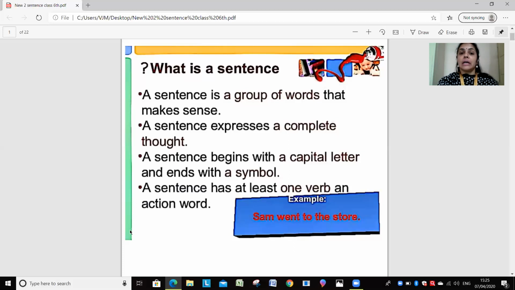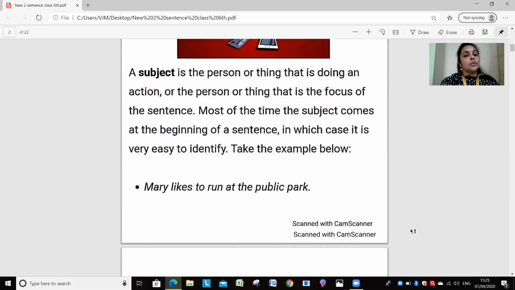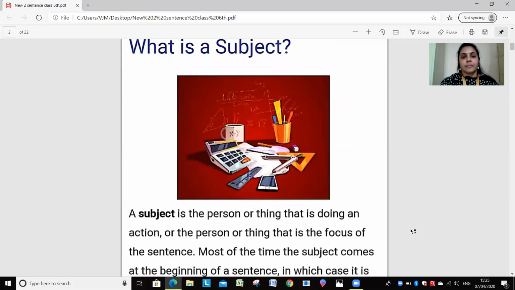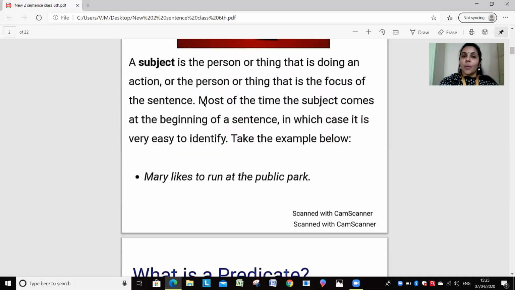Now, a sentence is divided into two parts. Which are those parts? Let's see. Here, one question is asked. What is the subject? So, sentences are divided into two parts. First is a subject, another is a predicate. First, let's see what is the subject.